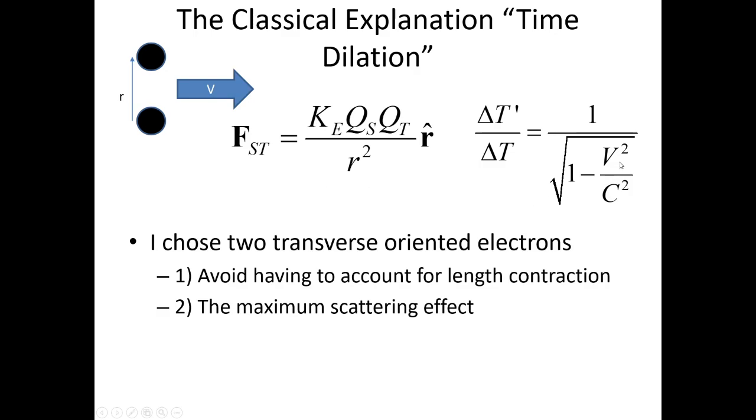This really doesn't explain much, but it is a well-known and well-understood model. No problem there. This is the time dilation model over here. And again, the reason why I chose two transverse-oriented electrons is I want to avoid having to account for length contraction, make the calculation simpler. And because the forces along this direction are maximum with regard to the scattering effect that we should see.